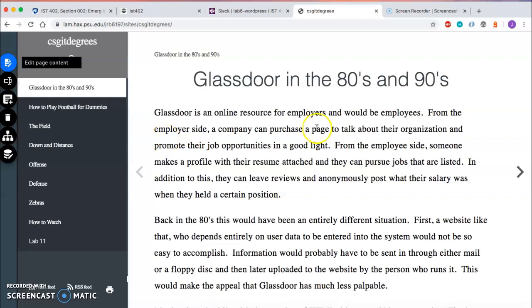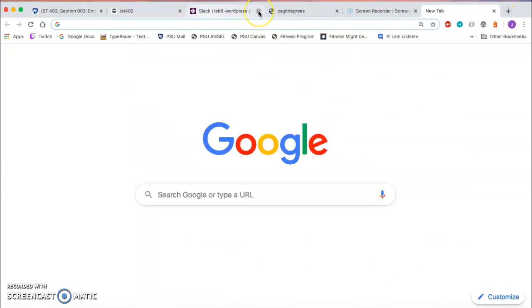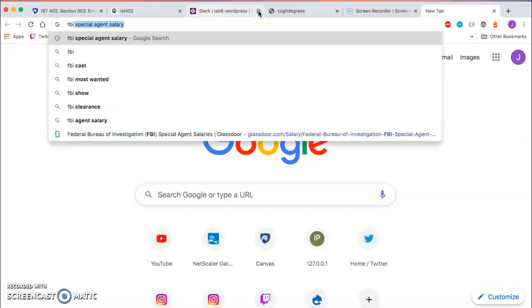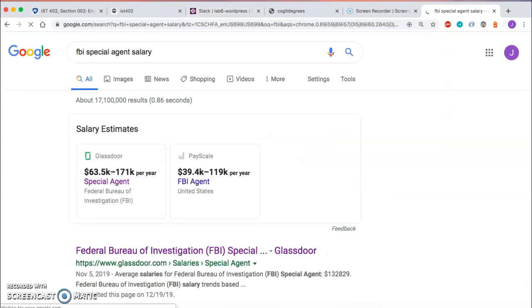So I'm going to start. I guess I'll just show how it works now. So basically, I could search. I'm going to do FBI agent. I already kind of looked at this. I'll search FBI agent salary, and then Glassdoor's right there.